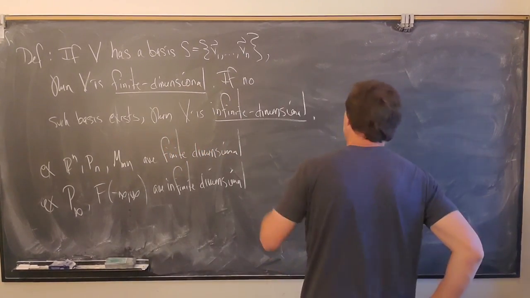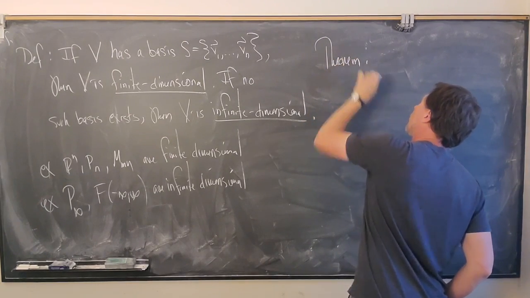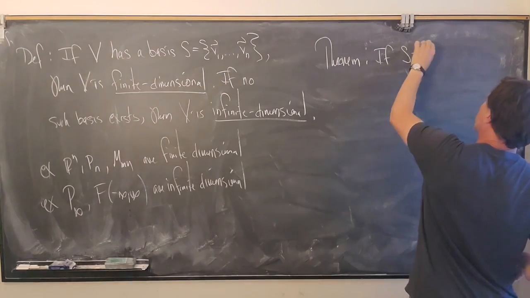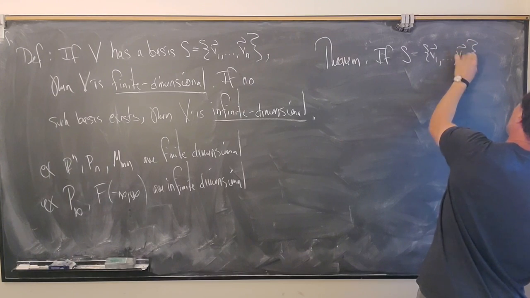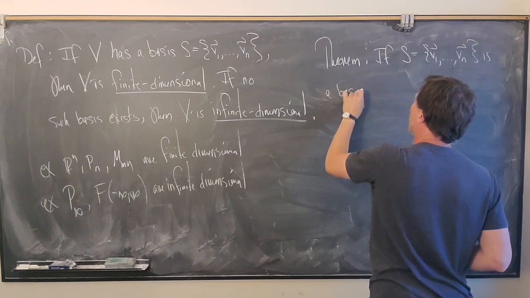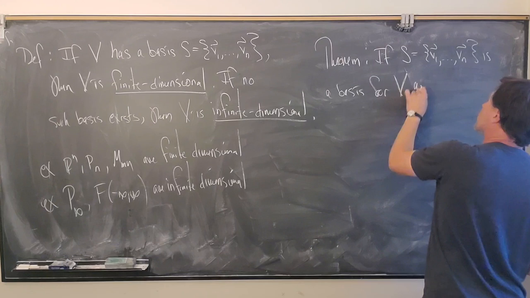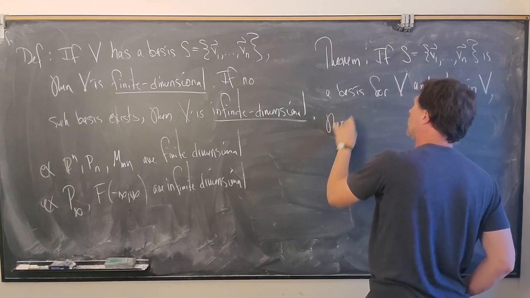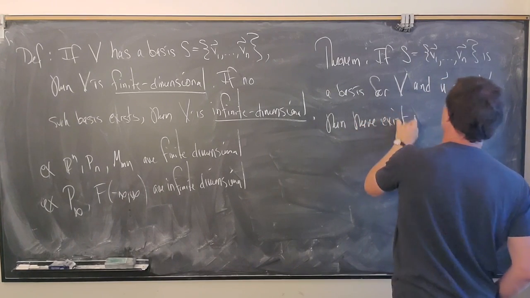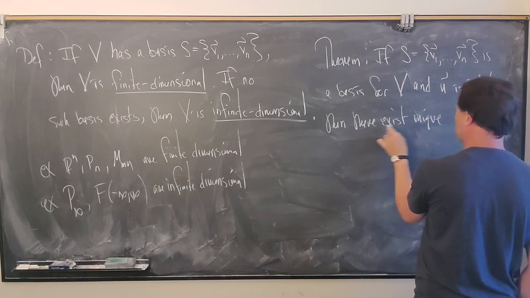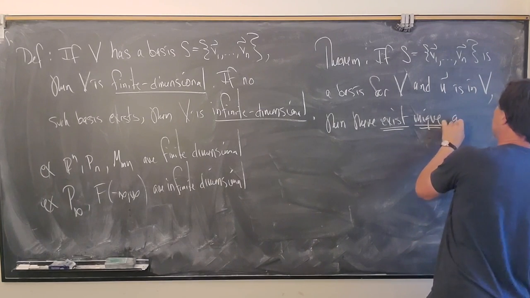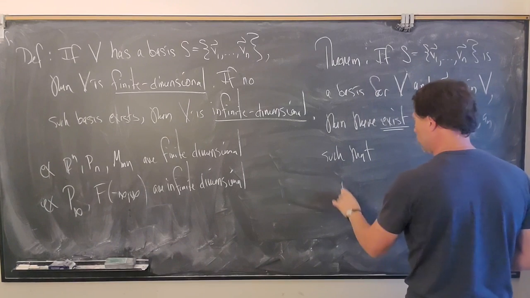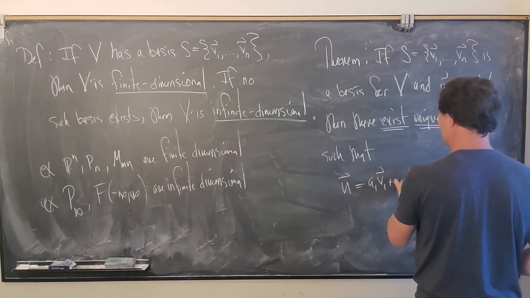Now, why are bases important? Well, here's one reason. So if S equal to, say, v1 up through v sub n is a basis for the vector space V, and let's say little u is in V, so it's some vector, then there exists unique, I'm going to underline both of these, there exists unique scalars a1 up through an such that u is equal to a1 v1 plus dot dot dot an vn.